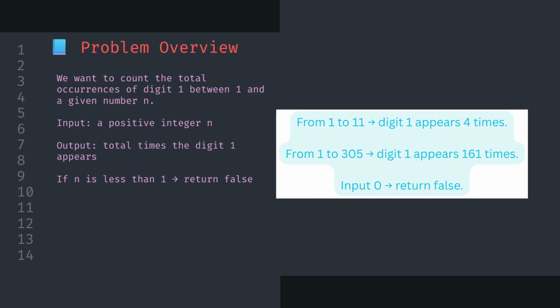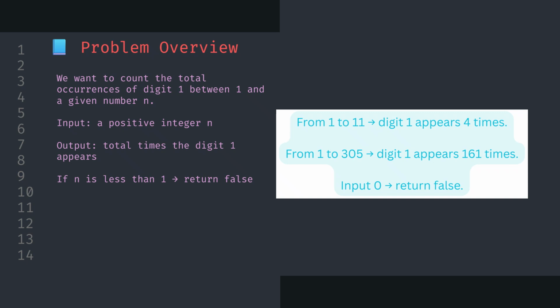So here's the challenge. Given any number, say 11, we want to count how many times the digit 1 shows up when listing numbers from 1 all the way up to 11. For example, 1 appears in the number 1, then in 10, and then twice in 11. That makes a total of 4 times.